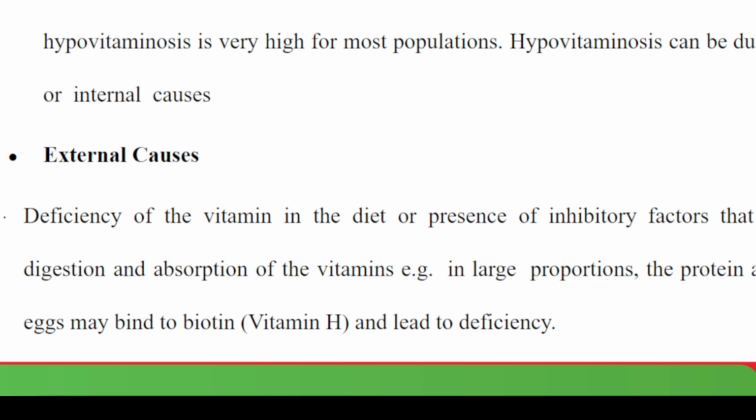and hypovitaminosis can set in for you. However, there are also other factors. Much as you take a lot of these vitamins, there are also what are called inhibitory factors in your body. They will hinder the digestion and absorption of vitamins. For example, in large proportions, the protein avidin in raw eggs may bind to biotin and lead to deficiency.